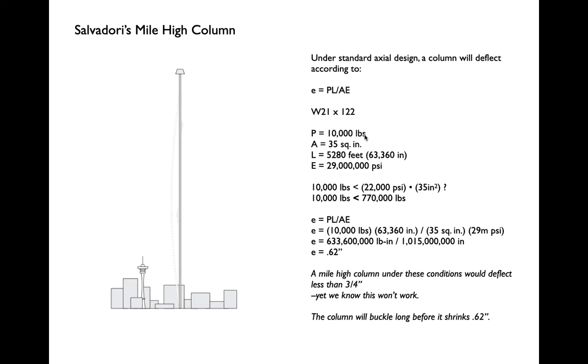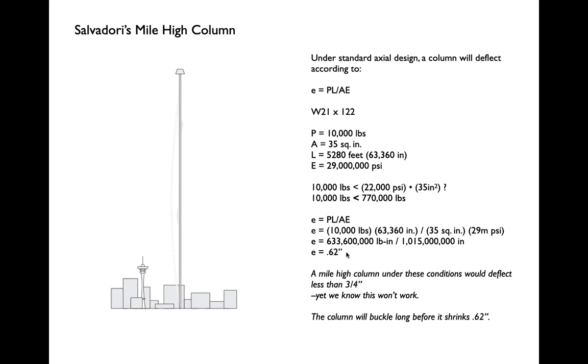And so when you do the math, what you end up with is, yes, first of all, it'll work in compression. So 10,000 pounds is less than the compressive strength of steel times the cross-sectional area, right? Or seven times the capacity in compression that we need. And a mile high column would only deflect 0.62 inches. When you run the math and put all the numbers to it, the stiffness of steel, that 29 million PSI, means that it doesn't deflect very much, right? Less than 3/4 of an inch.